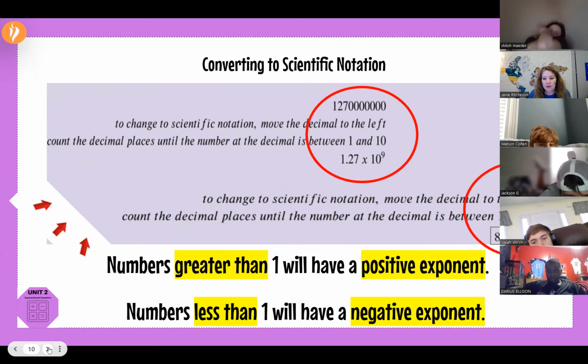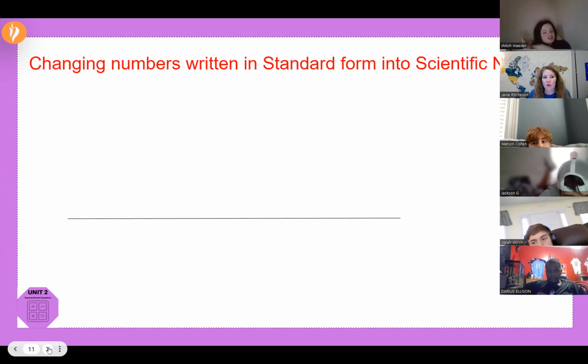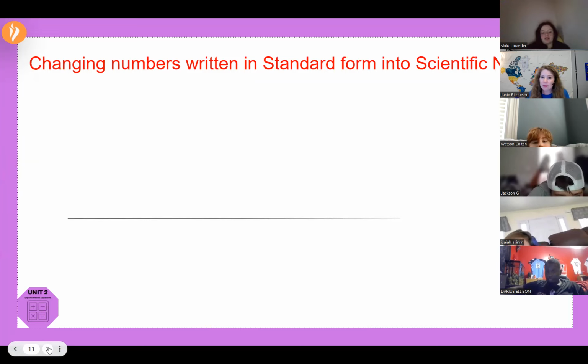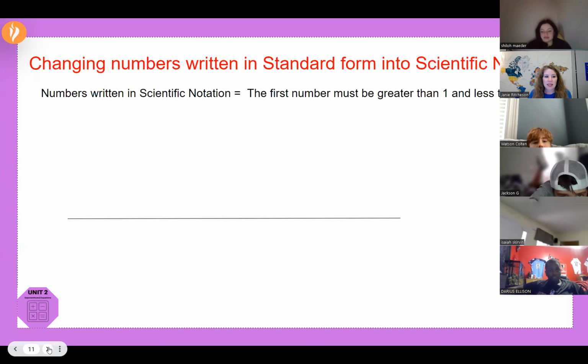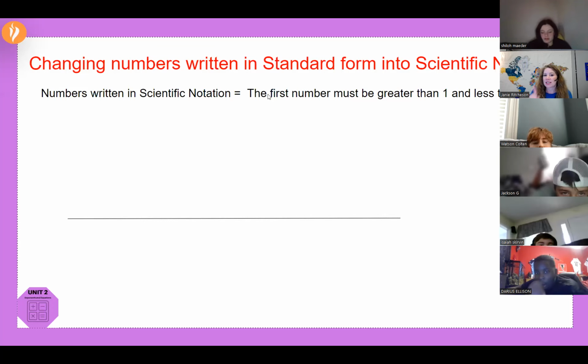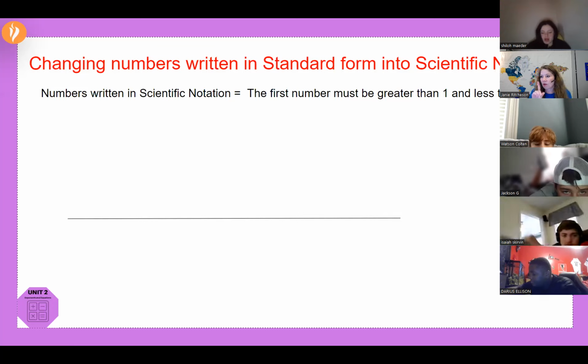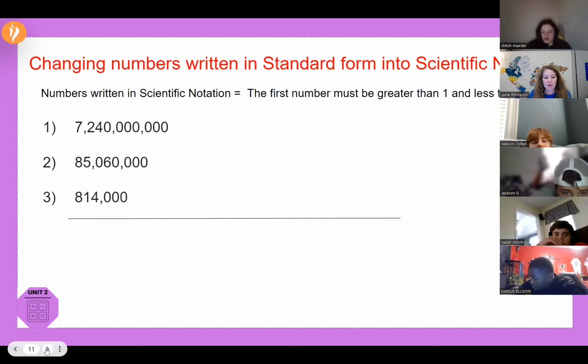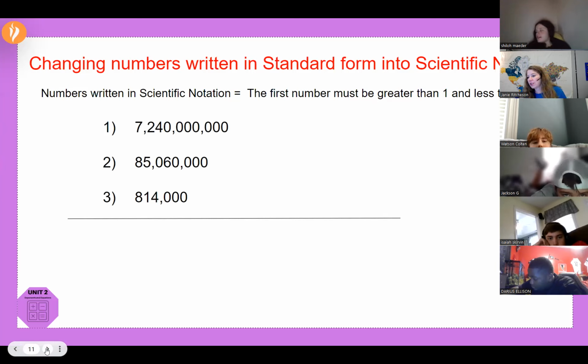We already did those. All right, so we're going to change numbers that are written in standard form, regular numbers, into scientific notation, okay? Numbers written in scientific notation: the first digit must be 1 or greater, but less than 10. Only one digit in front of the decimal. All right, so I'm going to do the first one with you, and then you guys are going to do the rest of them.